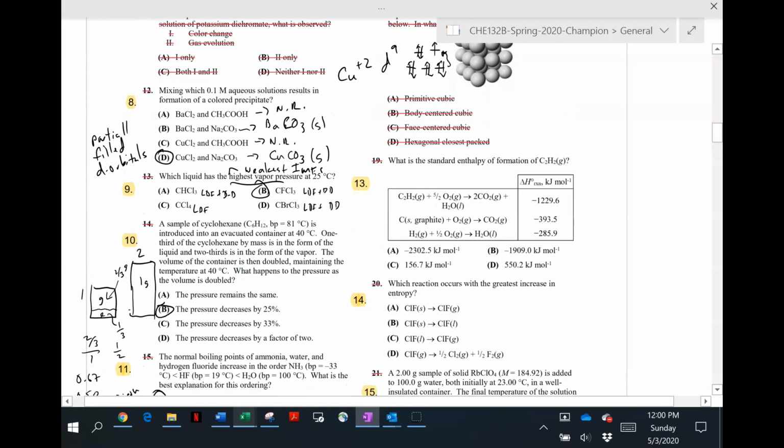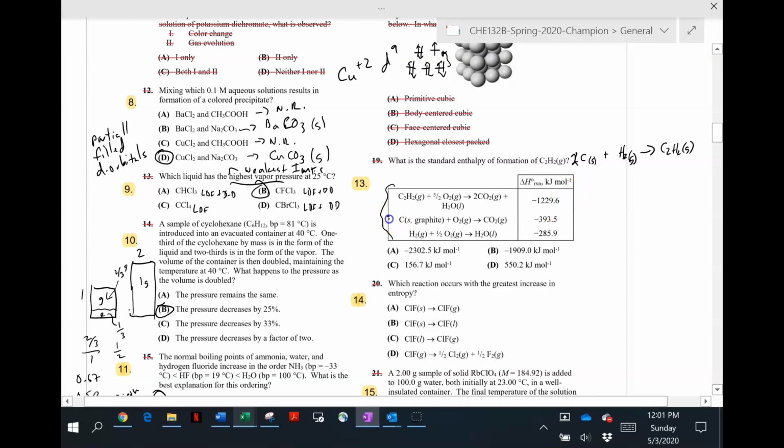All right, over to 13 here, we're trying to get the standard enthalpy of formation of C2H2. That's ethyne or acetylene. That's going to be the energy for this reaction: 2 moles of solid carbon in the form of graphite plus 1 mole of H2 gas going to C2H2 gas. That would be the equation we're trying to get. So what we're going to do is put these equations together in such a way to produce this. We have carbon in the first one here.